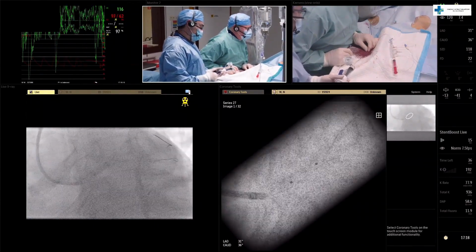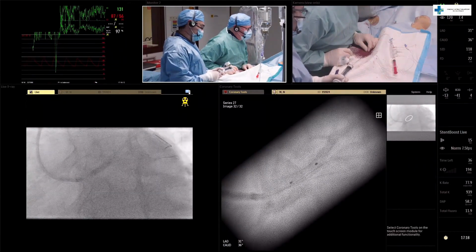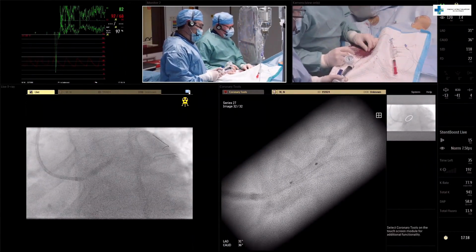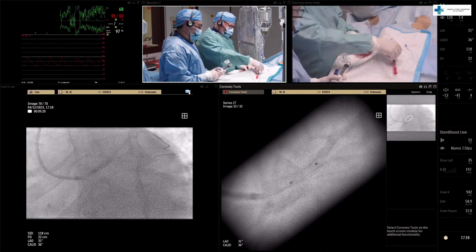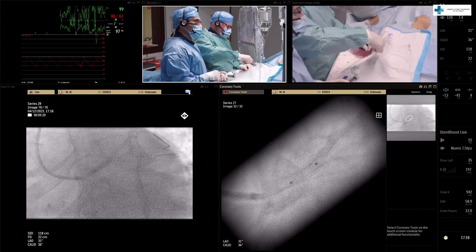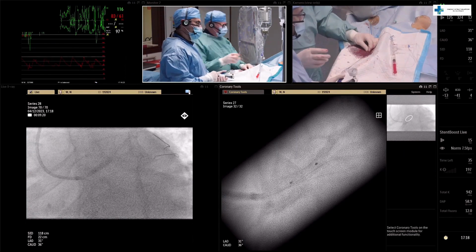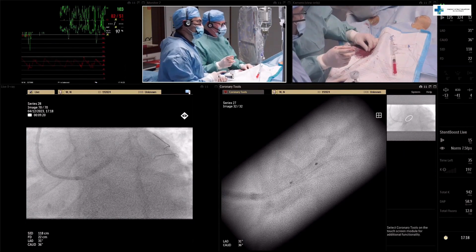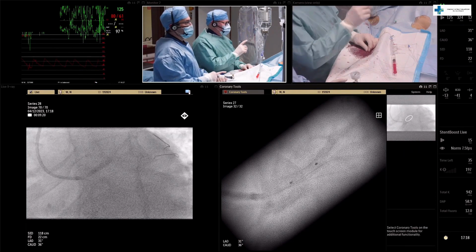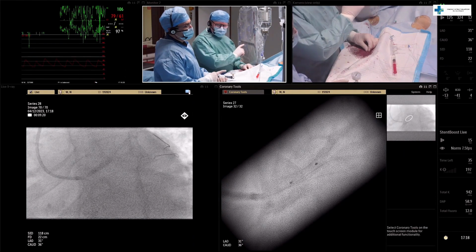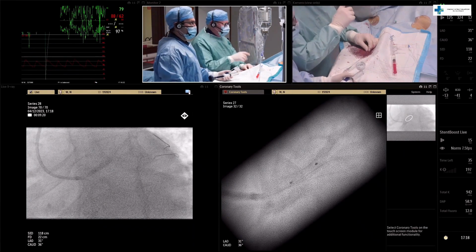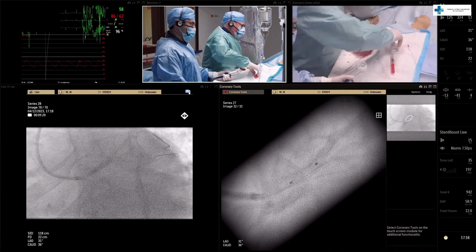4, 6, 8, 10, 12. Not too much because we are very close to carina. 12 is enough, and we will go back, and it's very important to cover with this balloon all the length of the stent up to the ostium, so finishing in the aorta, not to have a bottle-shaped problem.